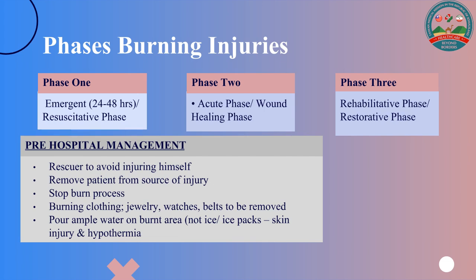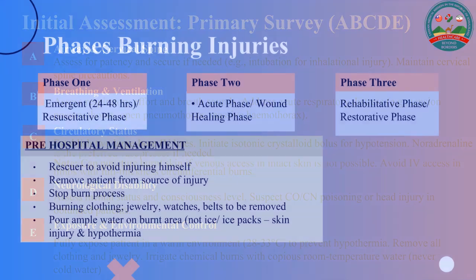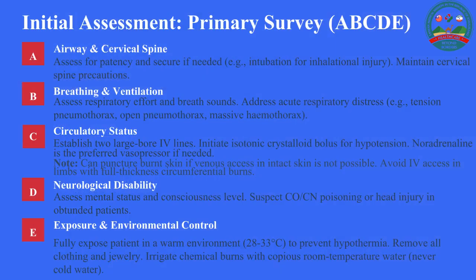Finally, pour ample clean water on the burned area, not ice or ice packs, because they can worsen tissue injury and cause hypothermia. Now let's quickly review the ABCDE primary survey for burn patients. A, airway and C-spine: check if the airway is open. If there are signs of inhalational injury, like soot or hoarseness, prepare early intubation.